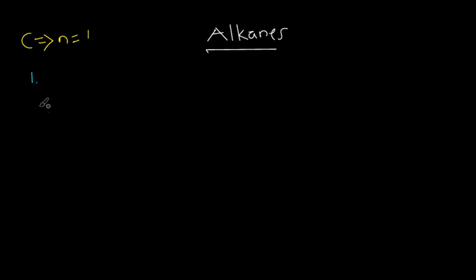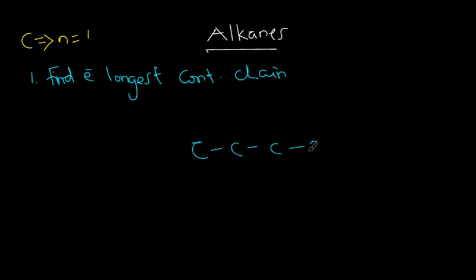Now, the first thing you want to note when you are naming an alkane is to find the longest continuous chain, or the parent chain. For instance, we have this as our alkane. Then we have another carbon here, another carbon here, maybe another carbon, then another carbon over here. Then we have one and one over here. This is just the skeleton, so we are not adding anything.